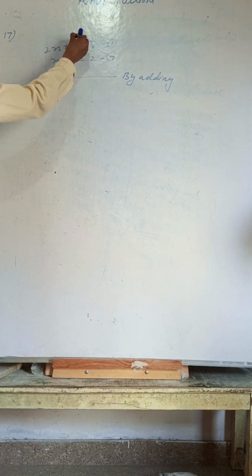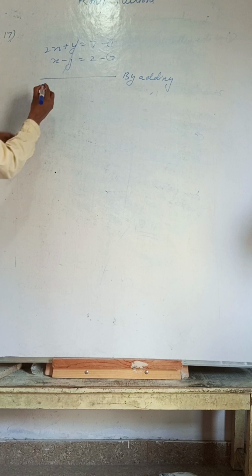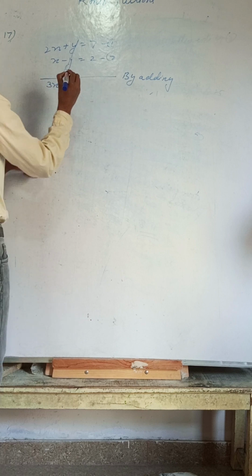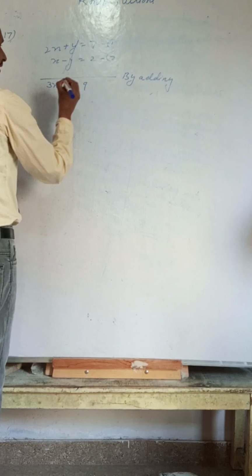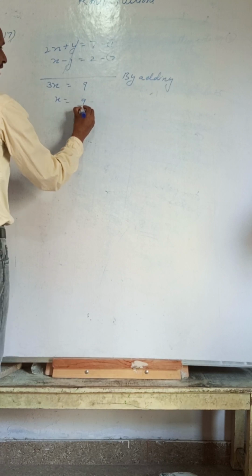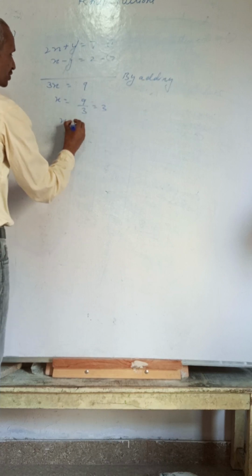What will happen? Plus y and minus y cancel. 2x plus x is equal to 3x, and 7 plus 2 is equal to 9. Then x is equal to 9 by 3, which is equal to 3. So x is equal to 3.